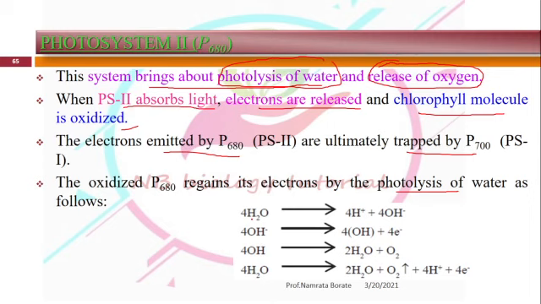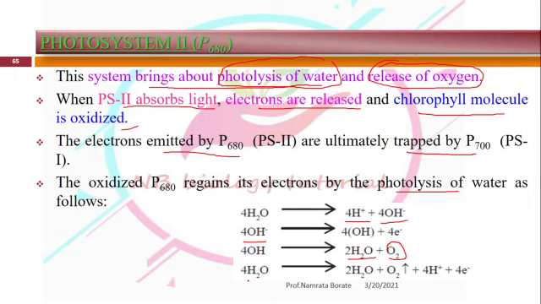So what is the result? There is a splitting of water molecules into H plus and 4OH minus. The 4OH minus emits electrons towards photosystem two. The 4OH combines and there is a formation of 2H2O plus O2, which is released. That means there is a release of oxygen in photosystem two.